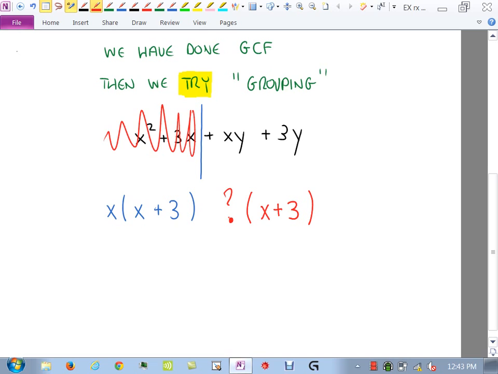So how do I turn x into xy? I need a y, right? So let me just throw a y out there and see if that would work. Will y times x give me xy? Will y times positive 3 give me 3y? Yes, so it works. What if for some reason you multiply this times this, you get xy, but you multiply this times this and you get 4y? Then it wouldn't work, right? But in this case, it does.